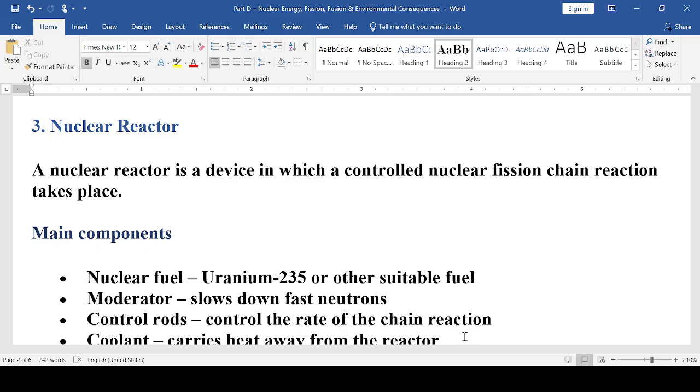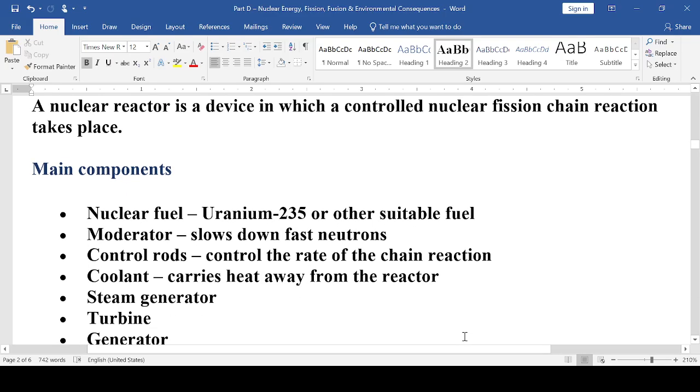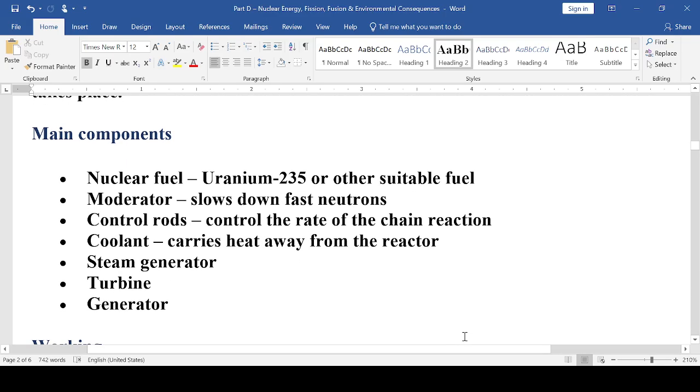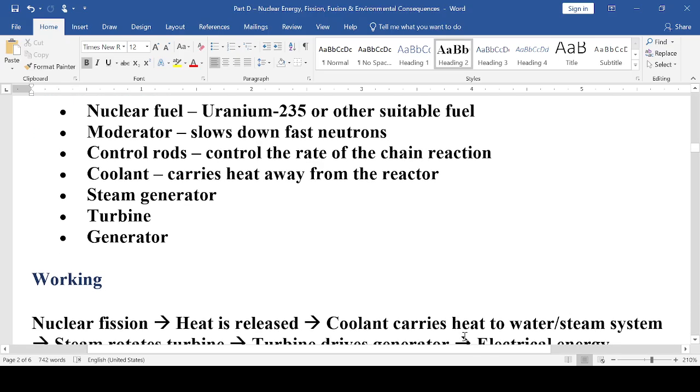The main components of a nuclear reactor are nuclear fuel, that is uranium-235 or other suitable fuel you can take. Moderator, it will slow down the fast neutrons. Control rods control the rate of the chain reaction. Coolant carries heat away from the reactor. Next one is your steam generator. Next is turbine and generator.